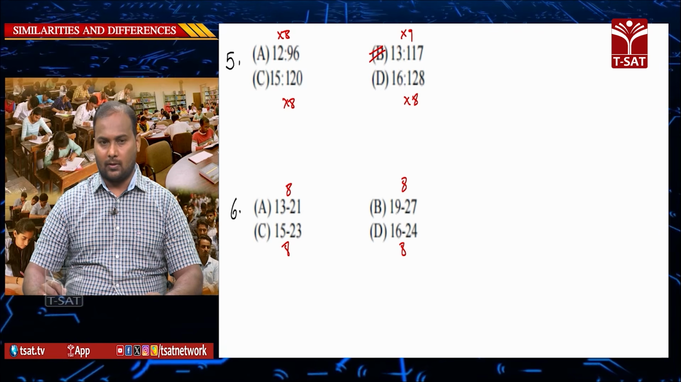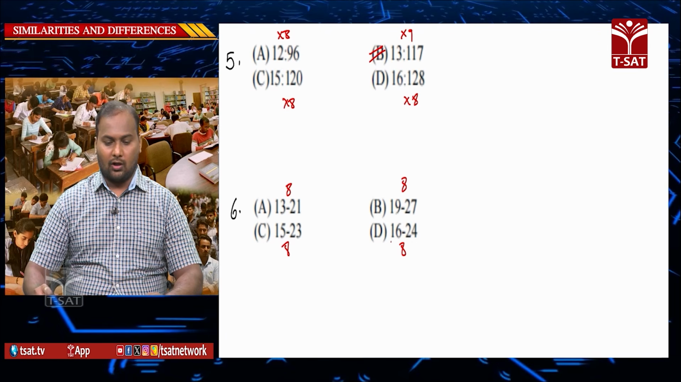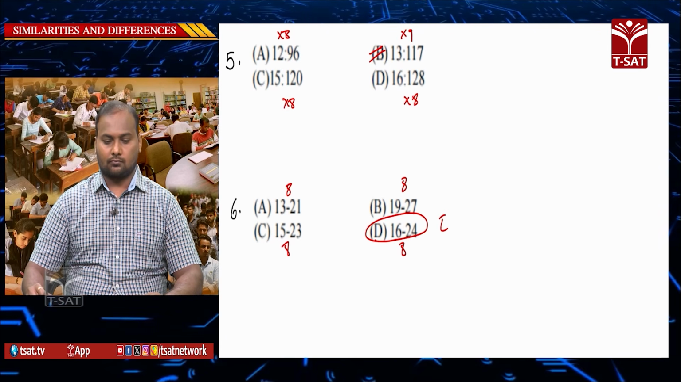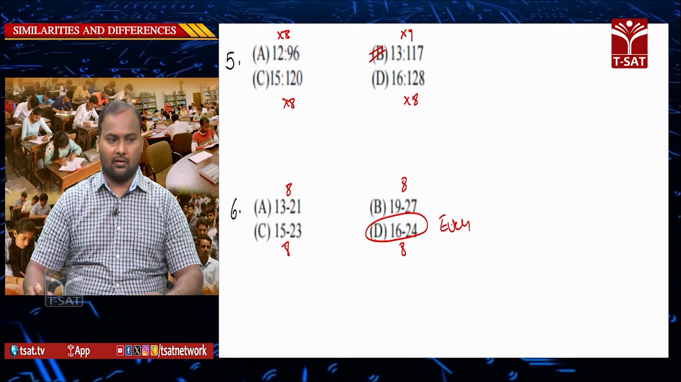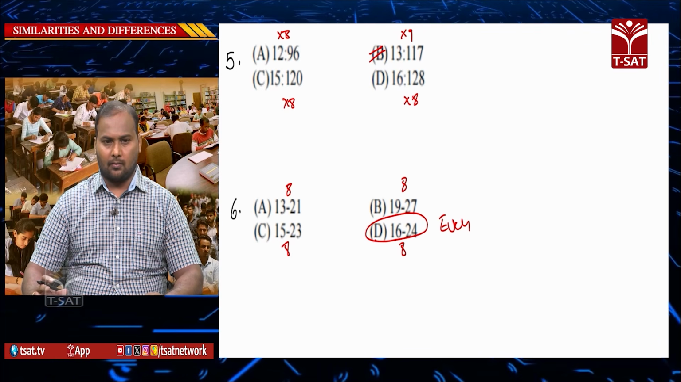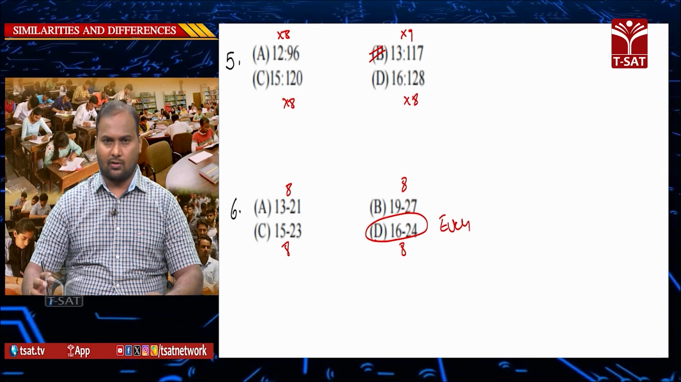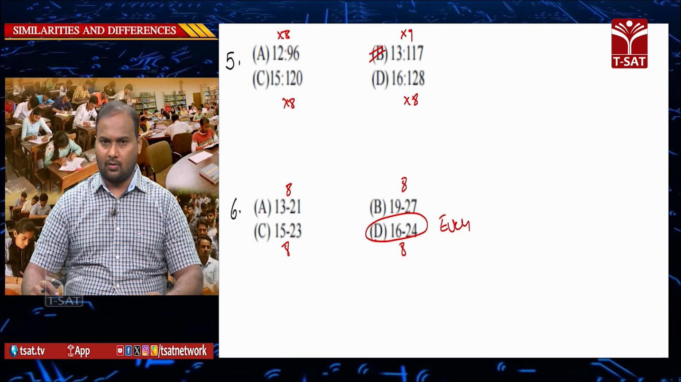If you observe carefully, we already talked about this particular logic. Only option D is even. Only option D is even. And you see the remaining ones, options A, B and C, are having odd numbers. So here the logic is based upon odd numbers and even numbers.